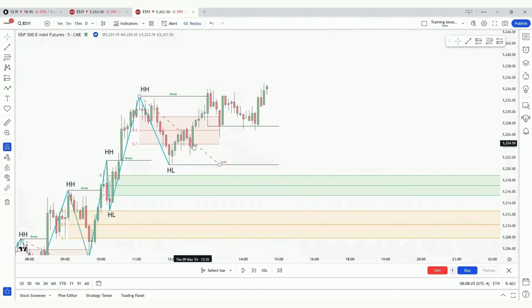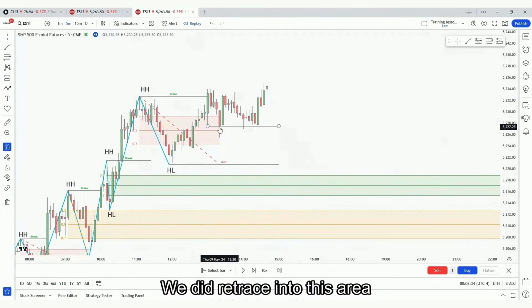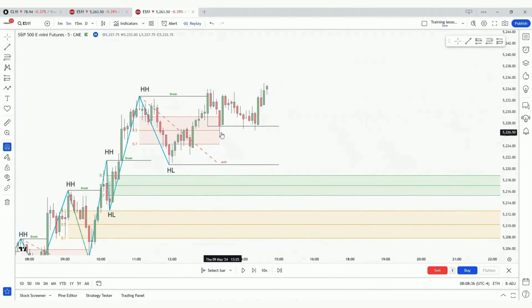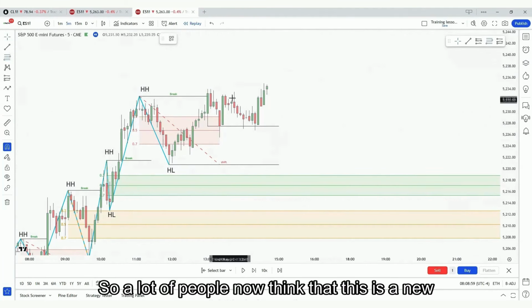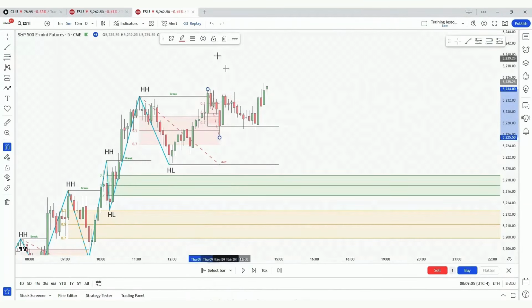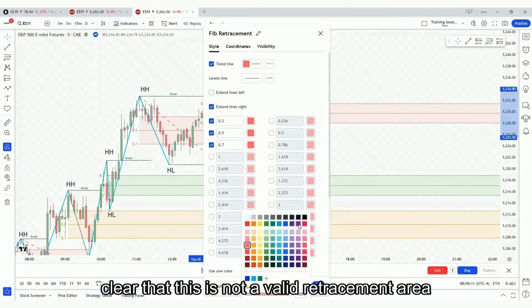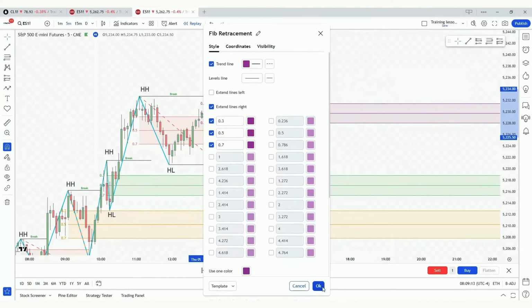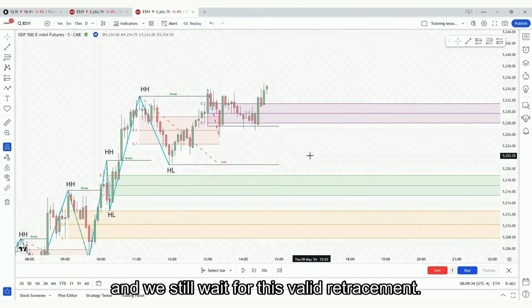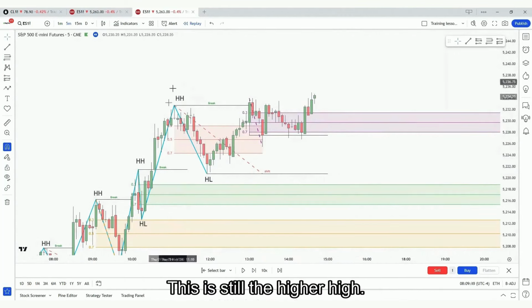Same situation again. We had the highest green candle and you can see the price was not able to close below. We did retrace into this area and now we are closing above this area. So a lot of people now think that this is a new magnetic retracement area. I will make it purple again to make sure that it's clear that this is not a valid retracement area. And we still wait for this valid retracement. So that means this stays the higher low. This is still the higher high.